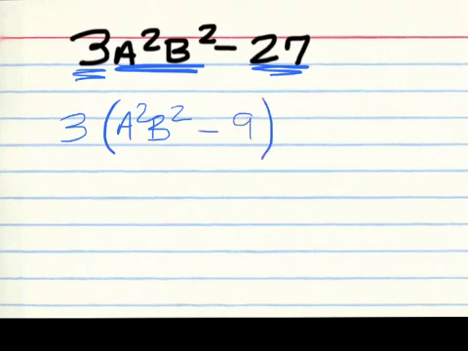The square root of a squared b squared is just ab. And then the square root of 9 is 3. So you also need an ab minus 3.